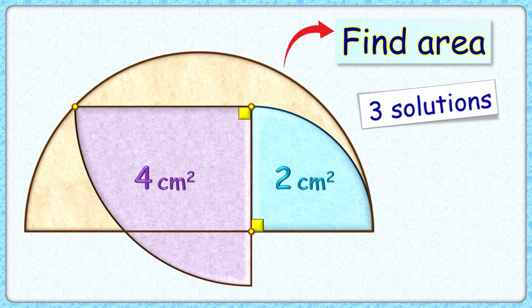Welcome everyone. Can you find the area of this brown semicircle? Given to us are the areas of this blue and purple quadrants as 2 and 4 centimeter square each.